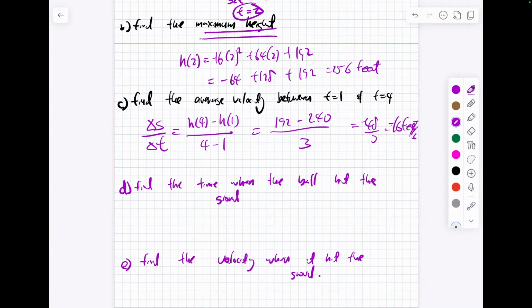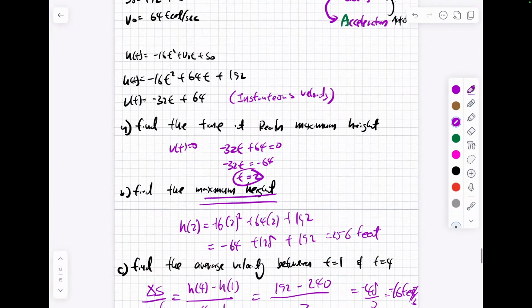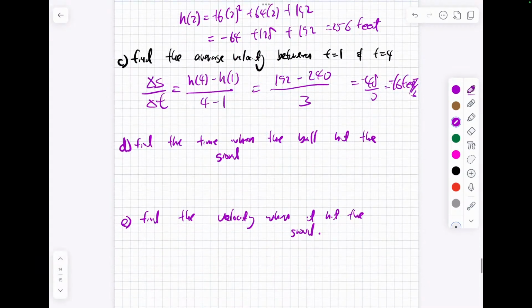Where did you get the 192 and the 240 from? I plug in 4 into the height equation. I know this is 192. H of 1 is equal to 240. So I plug in 4 into the height equation. Okay, find when the ball hits the ground. What's the time when the ball hits the ground?